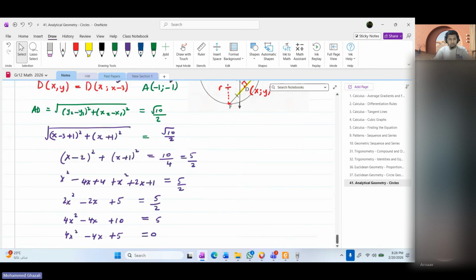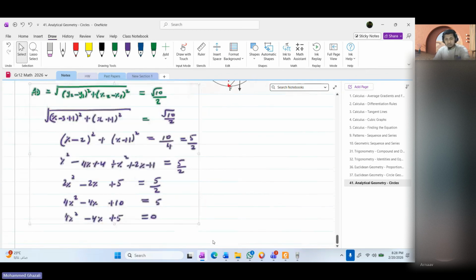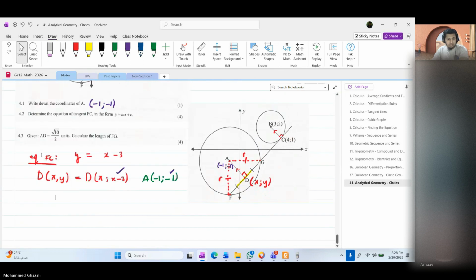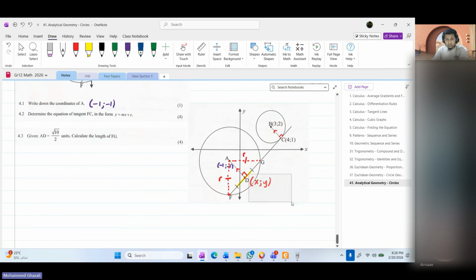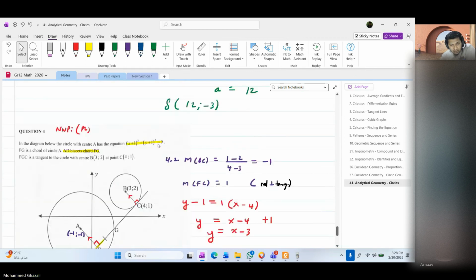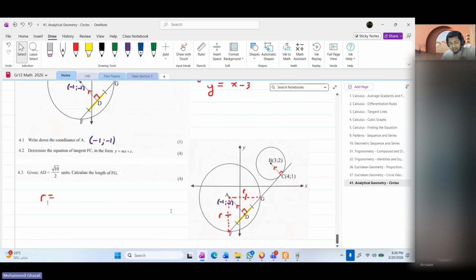Sorry, guys. Ignore this. Take this out. Yeah, that wasn't required of us to do. They didn't ask us for the coordinates of D. What they asked for was FG. Now to find FG, remember we already got the radius. What is the radius? Remember the equation of the big circle was given, which is 9, which is 3. The radius is 3.